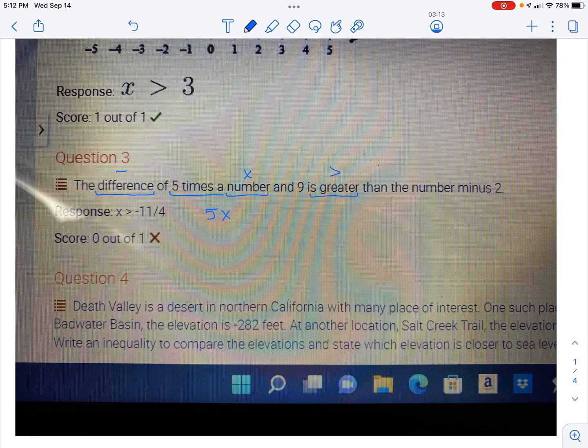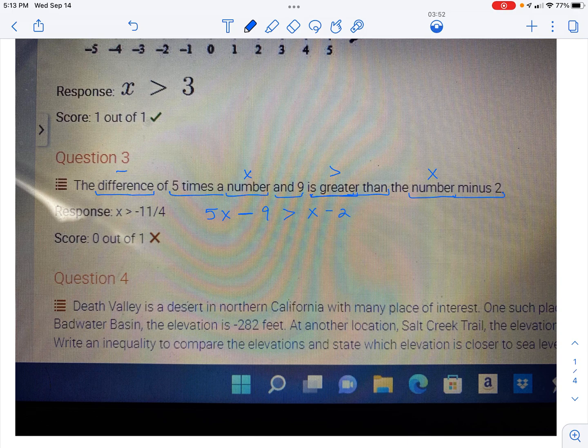So there's how we write 5 times a number. And then the difference is between 5 times a number and 9. So the difference, remember, is subtraction. So the difference between 5x and 9, okay, is what? Right here we said is greater than. Greater than what? The number, which we said is what? X, so x minus 2. Okay, so when you set that up, and when you read through that and kind of decipher each little part of that statement, that's what you're going to come up with as your inequality statement.